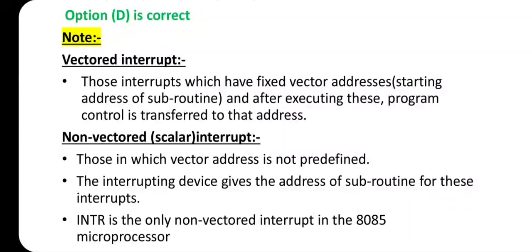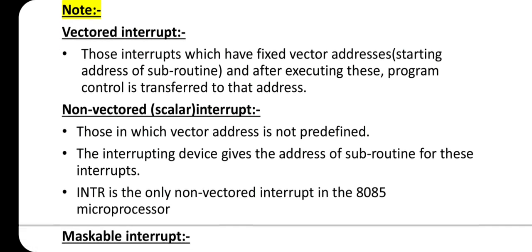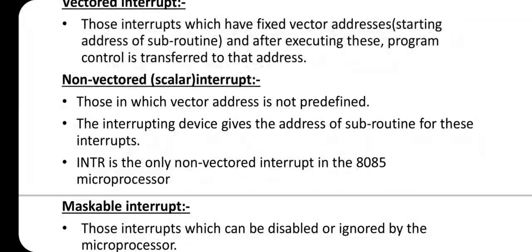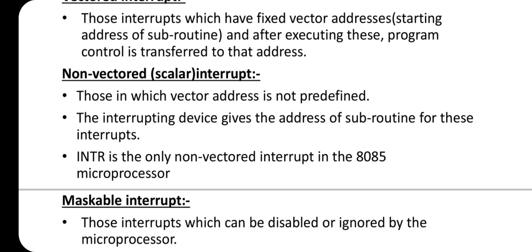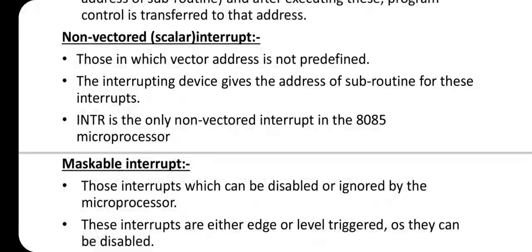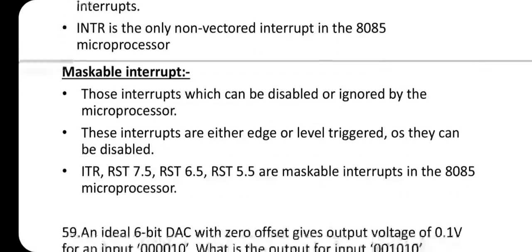Vectored interrupts are those interrupts which have fixed vector addresses, the starting address of the subroutine, and after executing these, program control is transferred to that address. Non-vectored or scalar interrupts are those in which the vector address is not predefined. The interrupting device gives the address of the subroutine for these interrupts. INTR is the only non-vectored interrupt in the 8085 microprocessor.